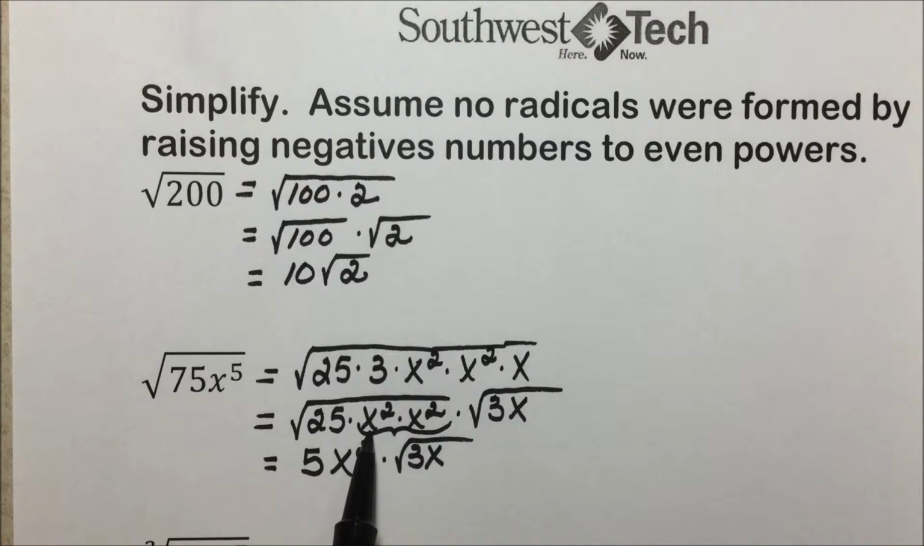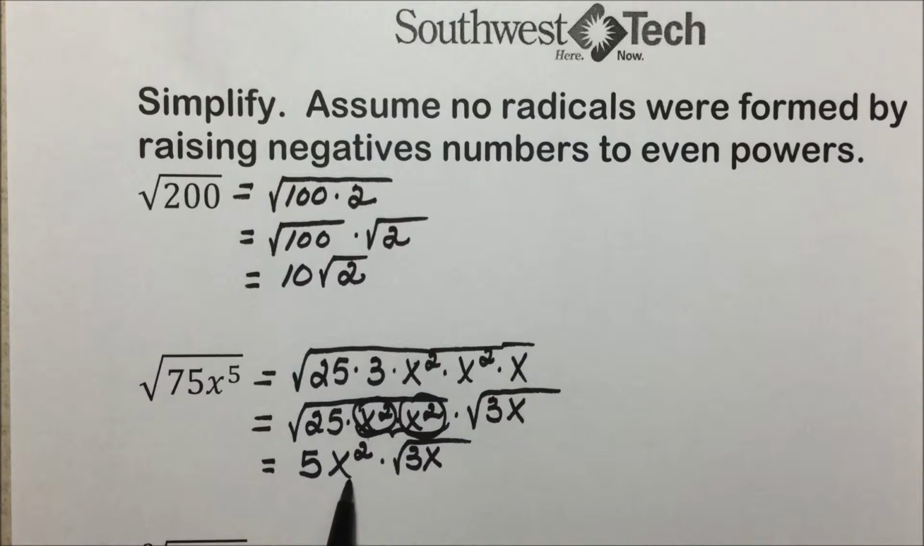Another way we could have gone with simplifying this is that the square root of x squared would have brought an x out in front. The square root of x squared would have also brought an x out in front, or out from underneath the radical. Those two x's, x times x, would result and simplify into an x squared.